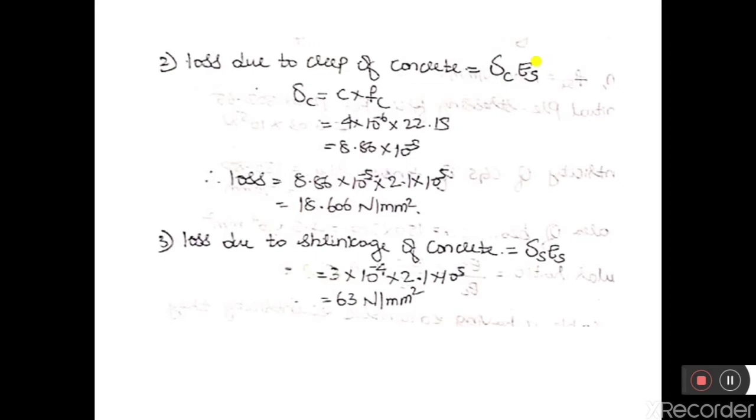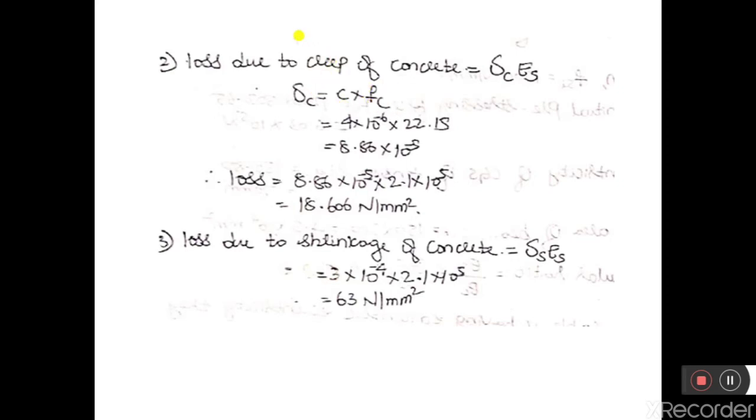So when the ultimate creep strain is given, the formula for loss due to creep of concrete is equal to delta c into Es, where delta c is equal to c into Fc, and c is nothing but the ultimate creep strain. So the ultimate creep strain is given in the question.